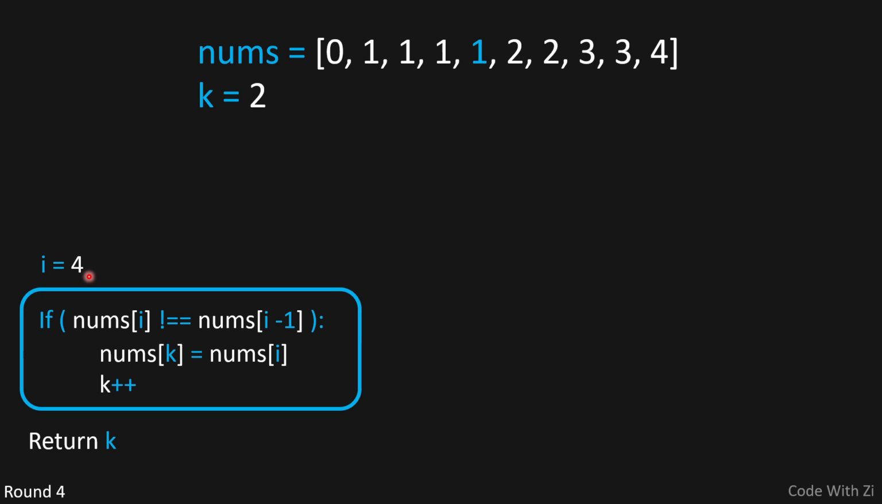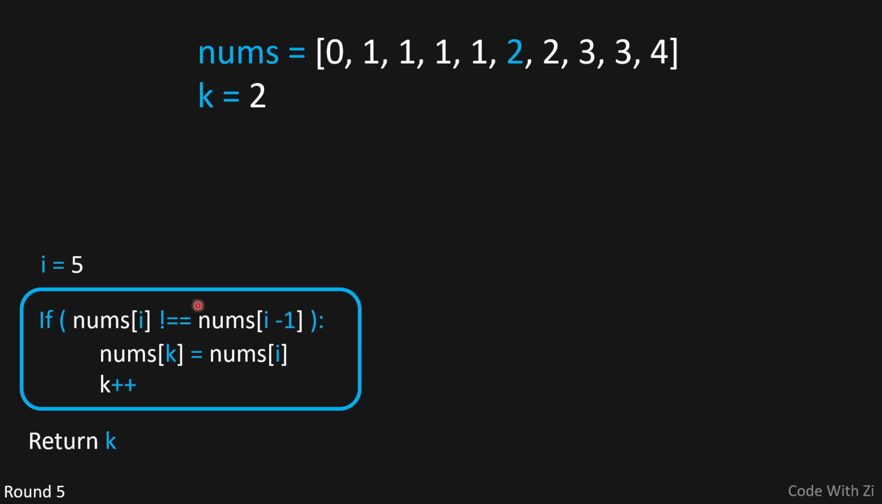In our fourth round, our I is going to be equal to 4, so it's going to be pointing to this number here. So is numbers of I, which is 1, as you can see, it's 1, not equal to numbers of I minus 1, which is this number here. So is 1 not equal to 1? Well, they are equal, so we're not going to enter this if statement, and we're going to ignore all of these, and we're going to move on to the next round.